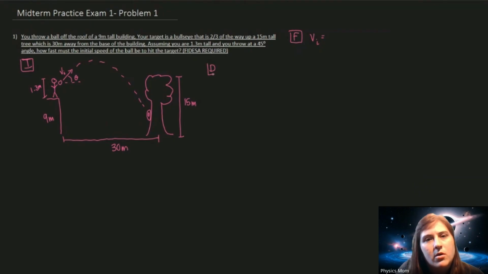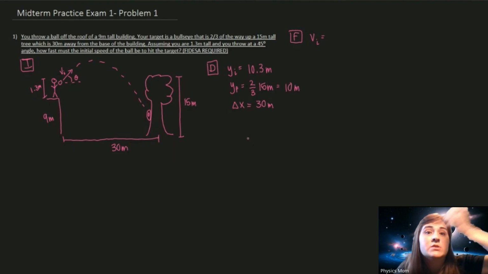D for data. What are the numbers that I'm given or things I can infer? I know the initial height that the ball leaves, y initial, that's going to be the 9 meters plus the 1.3 meters. That's 10.3 meters. The final height of the ball I know as well, even though it's given to me in a bit of an abstract way. It's 2/3 of 15 meters, which is 10 meters. I know the overall horizontal distance the ball travels. That's just going to be 30 meters.